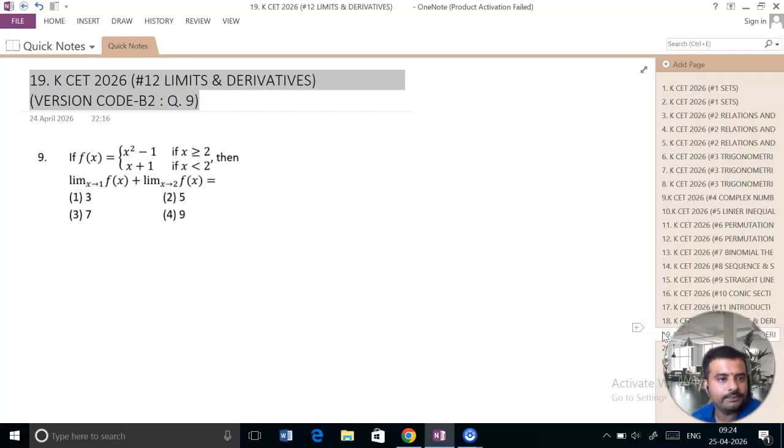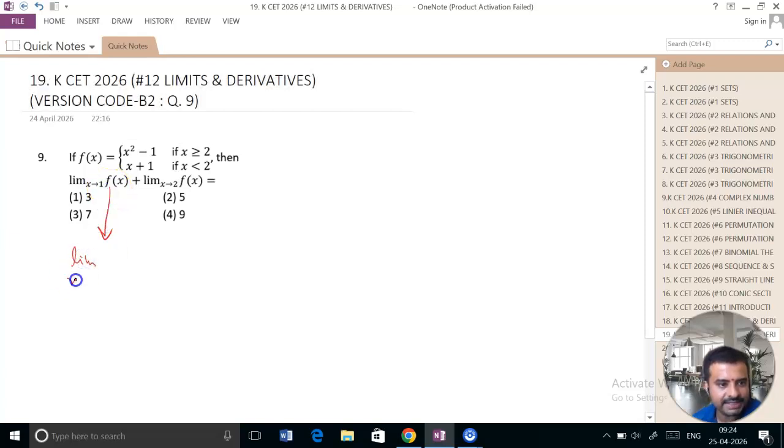Next, we'll move on to question number 9, version code B2. Here they asked the limit as x tends to 1 of the function f of x, limit as x tending to 1. See, tending to 1 comes under x is less than 2, so the function will be x plus 1, plus the limit as x tending to 2. See, x tending to 2 comes under x is greater than or equal to 2, so the function will be x square minus 1.